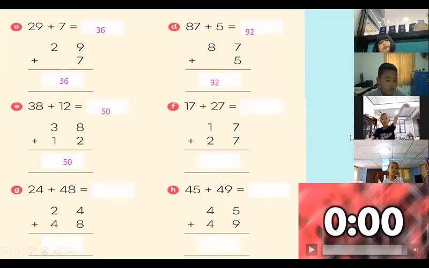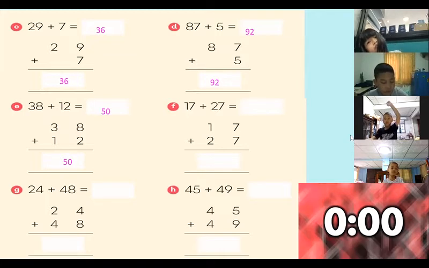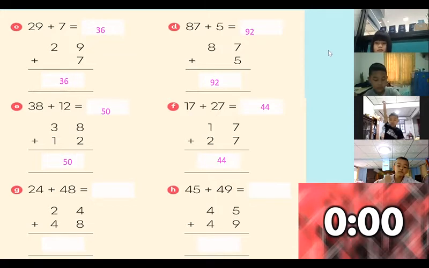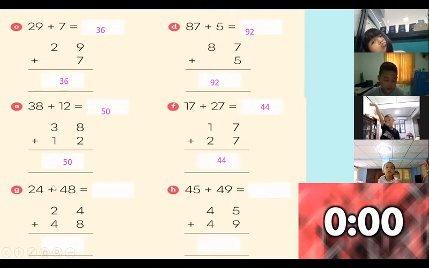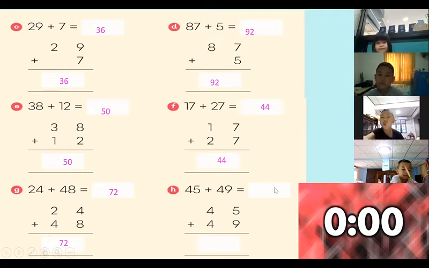Okay, who's next on my list? Oh, I have Snow next. Snow, what is the answer for F? 44. Very good. Answer is 44. Thank you, Snow. Okay, next is going to be Joaquin. Joaquin, what is the answer for G? 72. Very good. Thank you, Joaquin. Okay, last one. Nawa, please do H for me. 94. Very good. Our answer is 94.